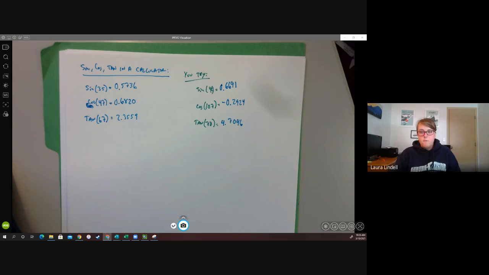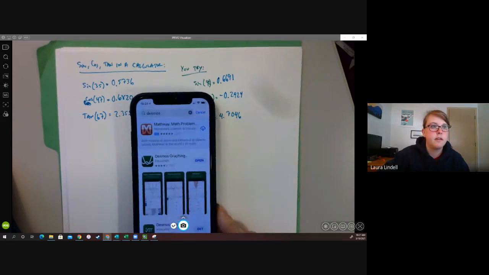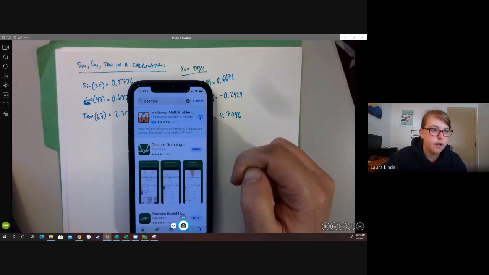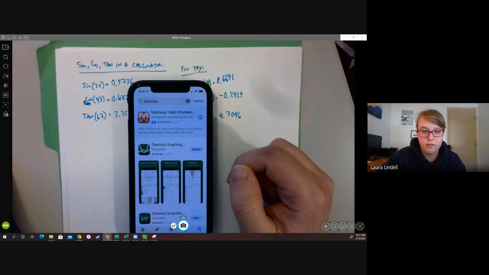Okay. For those of you who are dead set on using your cell phone as a calculator, that's fine, but I highly recommend that you download a calculator app of some kind if you have room for it on your phone. So if you go to the App Store, whichever app store you use, and you type in Desmos, this is a good graphing calculator for a phone. It also does regular scientific calculator functions. It's just like the website, and it's free, I believe.